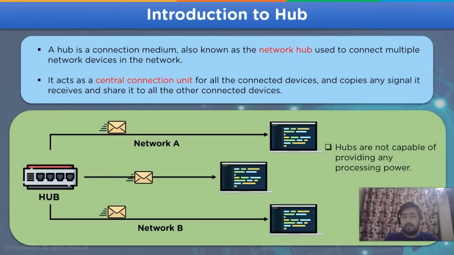Some points to remember about the working of a hub. A hub is incapable of processing any complex protocols due to the absence of an intelligent unit in the system. Also, the physical model of the hub is composed of multiple sockets for connecting network devices.